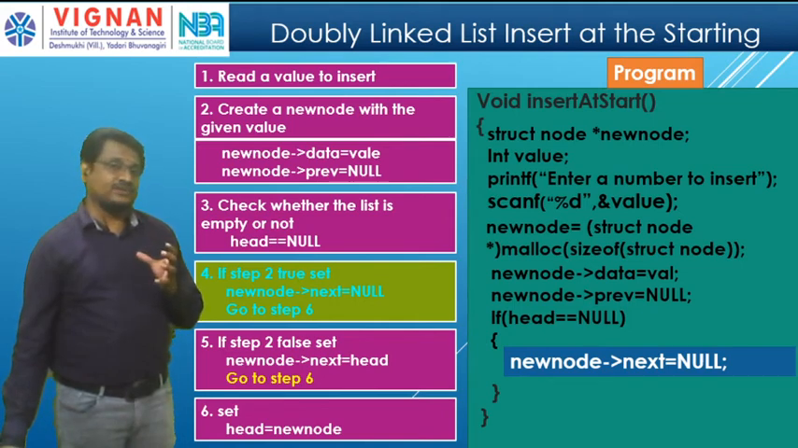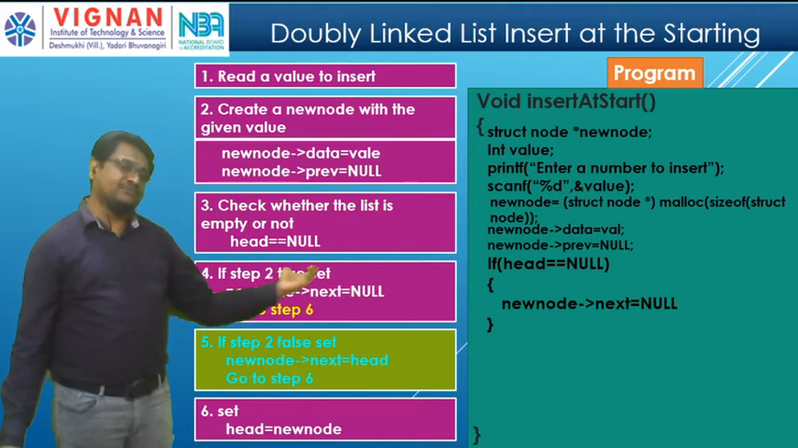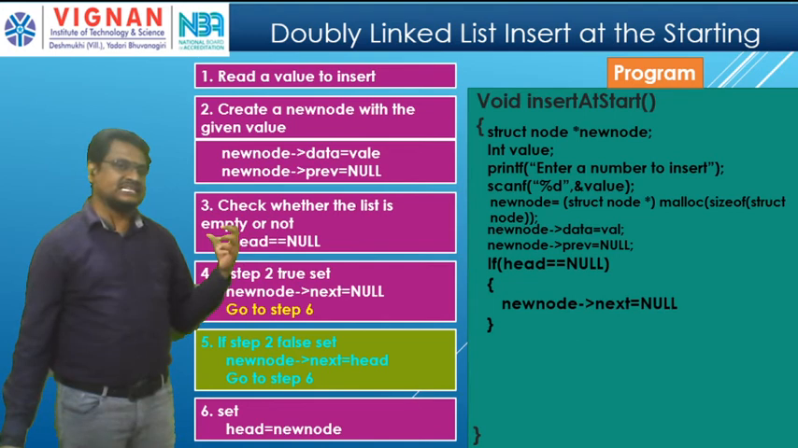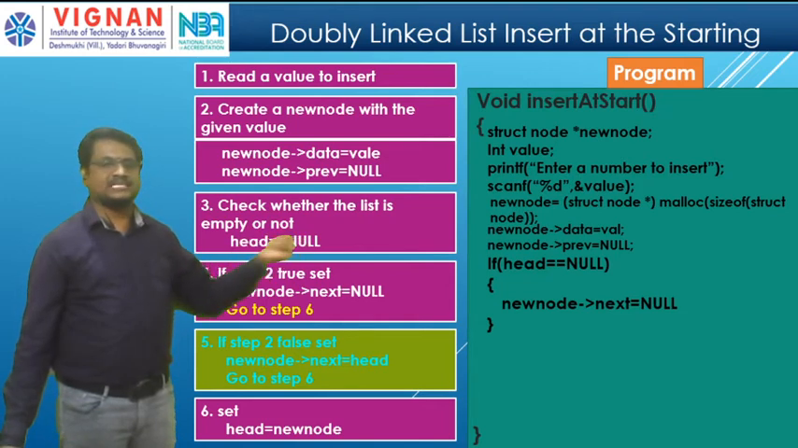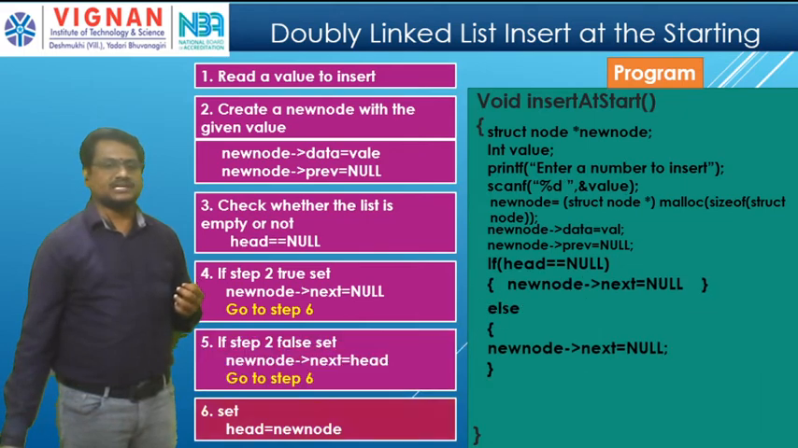Okay. If the third step is false, that means more than one element or at least one element is available in the linked list. Then what I have to do? Next, I'm inserting before head. Previously, this linked list contains some head. Now I'm inserting before that head. Okay, so that new node next element will become as head.